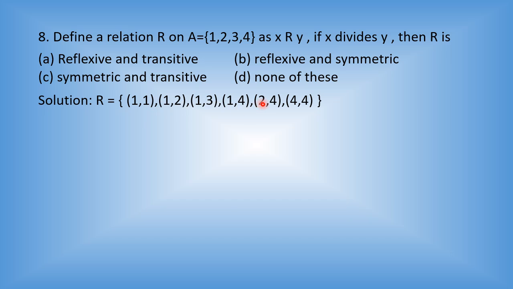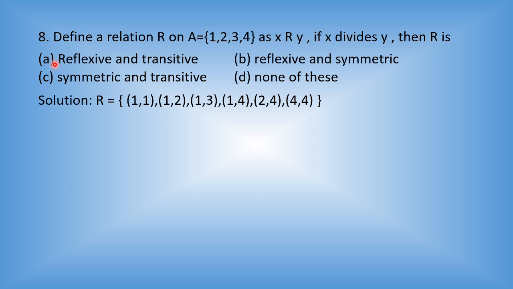Then if I start with 2, the only option is (2, 4). Then the last option is (4, 4). So these are the elements of the relation R. Clearly R is not reflexive, because (1, 1), (2, 2), (3, 3) and (4, 4) must all be present in the relation R for it to be reflexive. But there is no ordered pair (2, 2) or (3, 3). Clearly R is not reflexive.